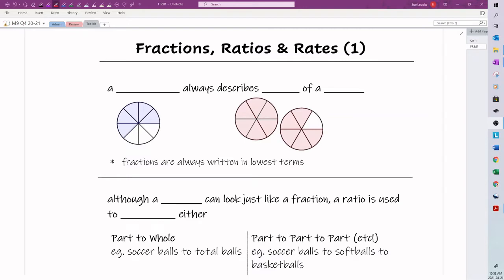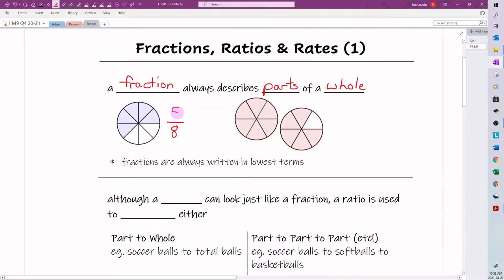Okay, so a fraction always describes parts of a whole. So for example, here I've got a whole that is cut into 8 pieces, and I have 5 of them colored in. And your copy is gray and black and white, so I want you to color that in some color, okay?